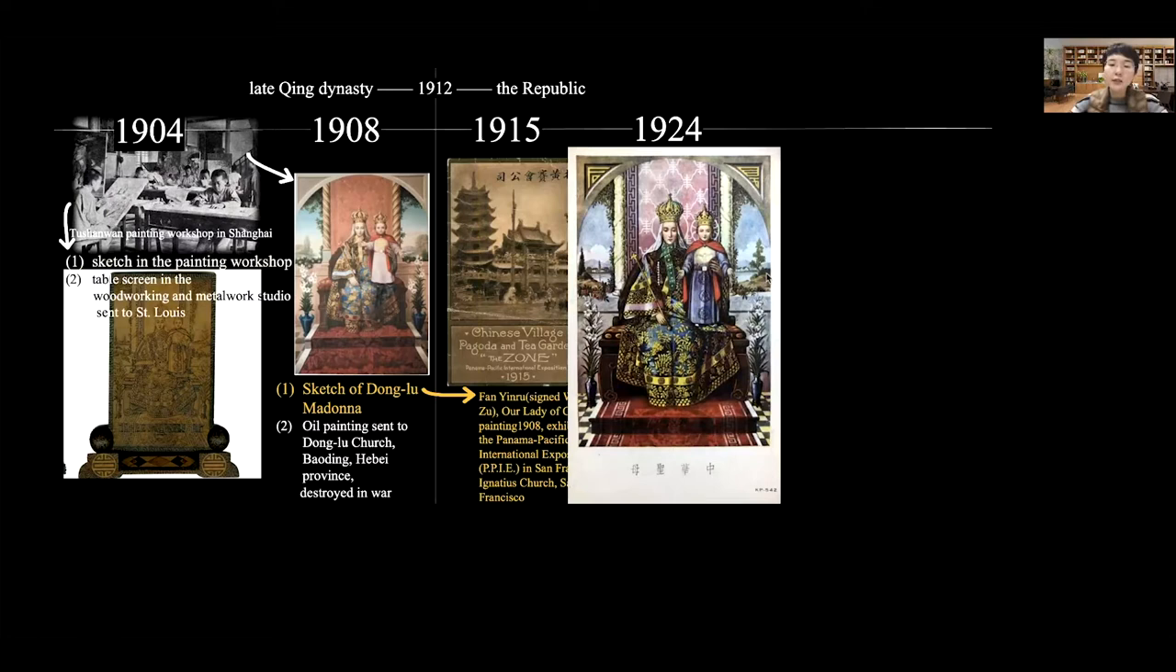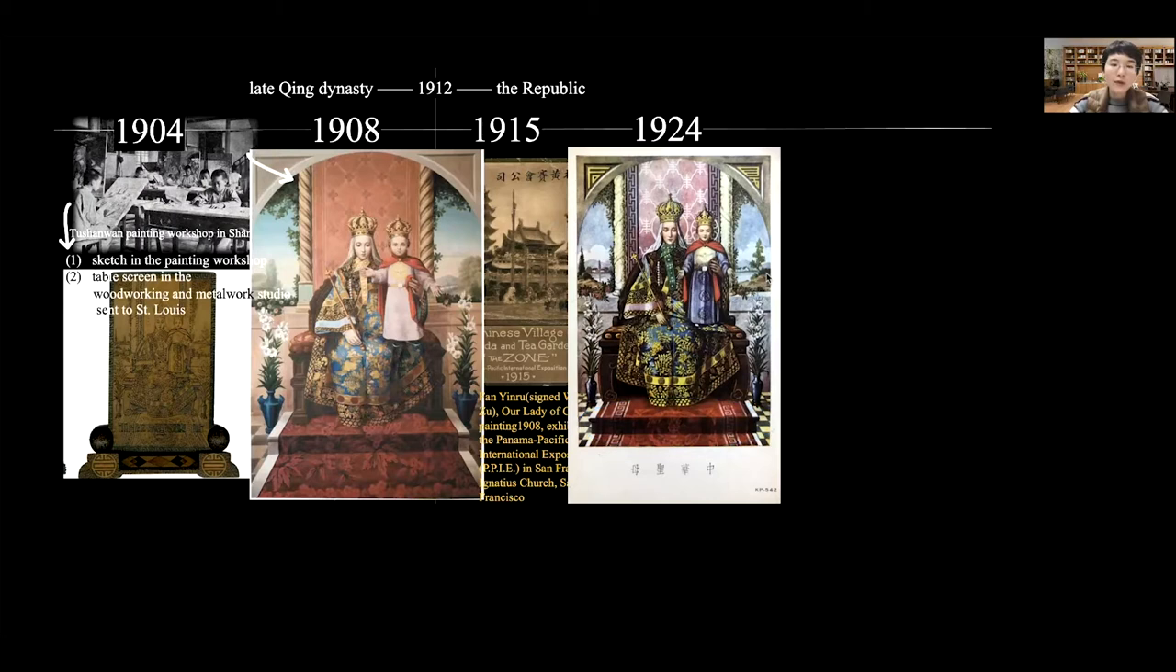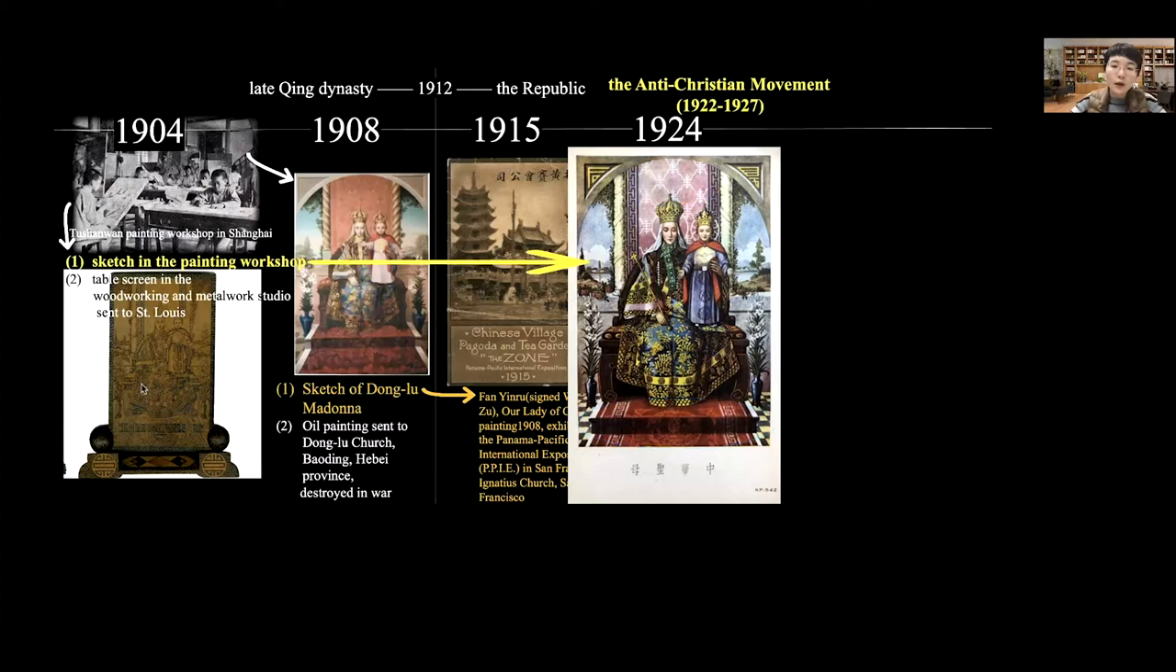However, if we compare this 1924 consecrated icon of Our Lady of China, this holy card, with the 1908 Donglu Madonna, we'll see the pillars, the backdrop patterns, the carpets, and other details were changed. These details were changed back to those of the 1904 sketch again. So here, I think we should consider the bishops' choice as part of the indigenization strategy of the Christian missions in the rising nationalism during this anti-Christian movement.